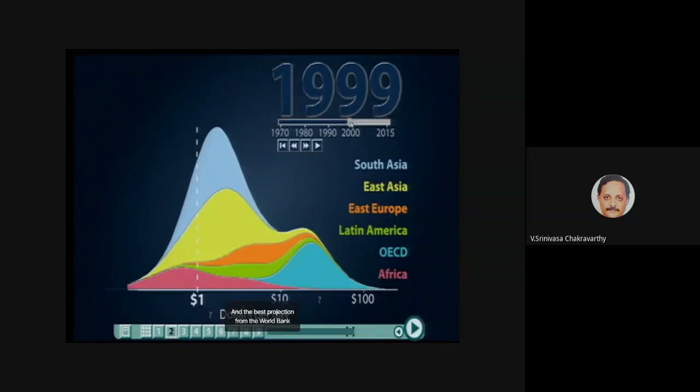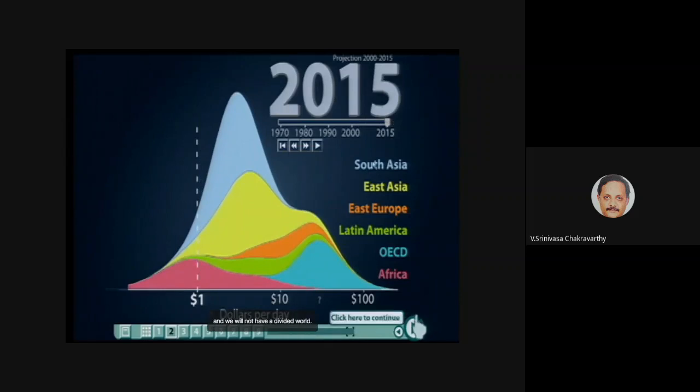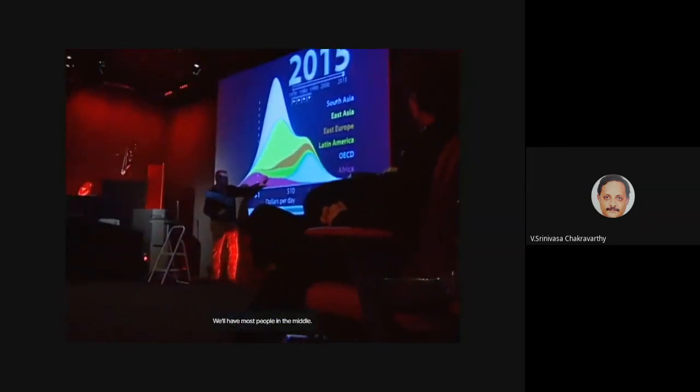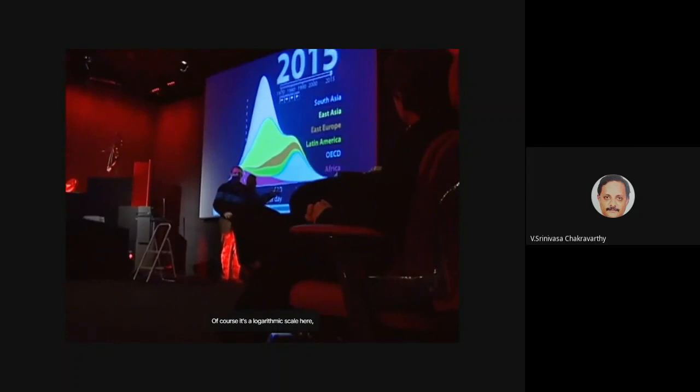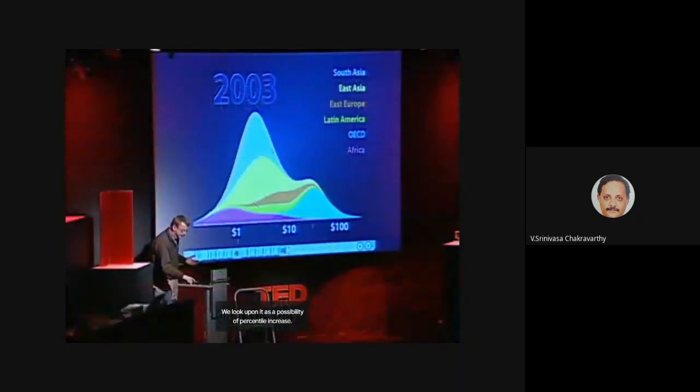And the best projection from the World Bank is that this will happen, and we will not have a divided world. We will have most people in the middle. Of course, it's a logarithmic scale here, but our concept of economy is growth in percent. We look upon it as a possibility of percentage increase.